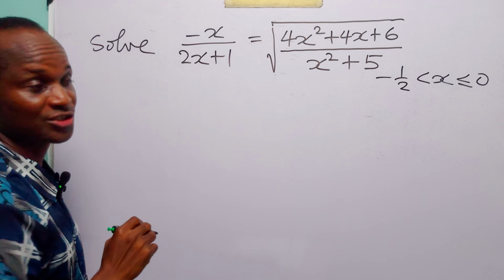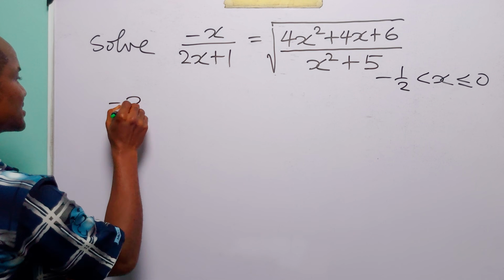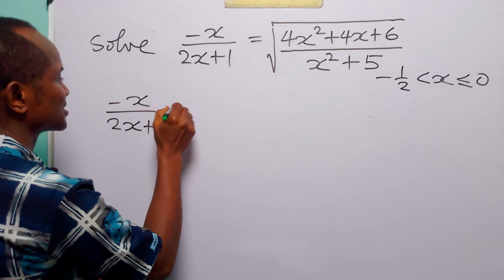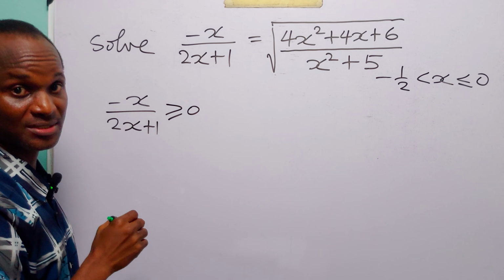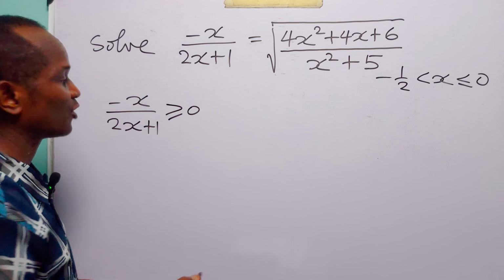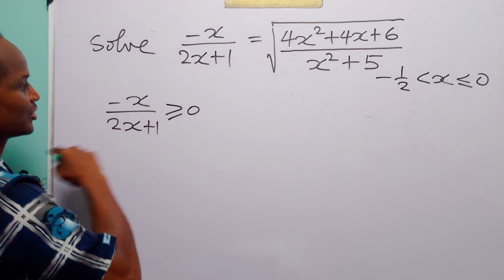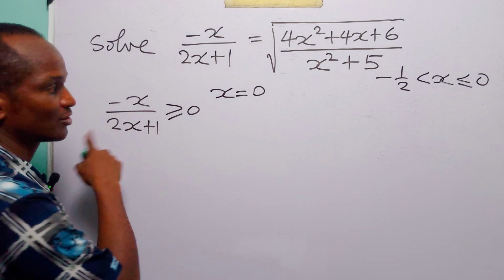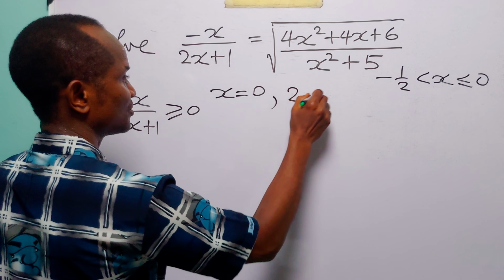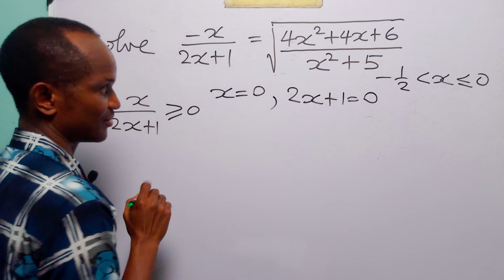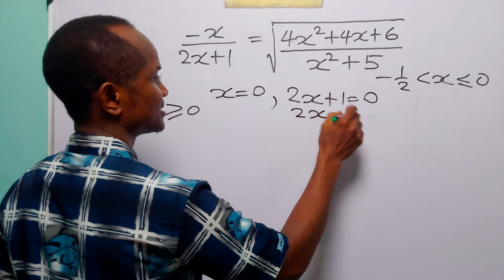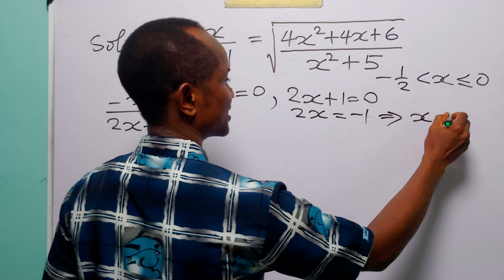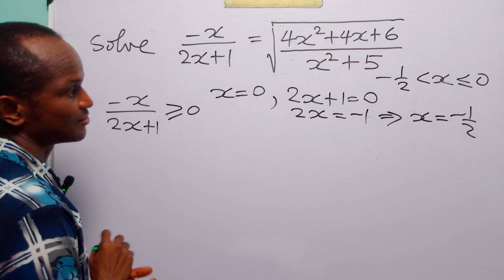Now, back to this condition. We have that minus x over 2x plus 1 must be greater than or equal to 0. Now let us calculate the critical points. From the numerator, we have that x is equal to 0. From the denominator, we have that 2x plus 1 is equal to 0. 2x is equal to minus 1. And of course, from here, we have that x is equal to minus 1 over 2.